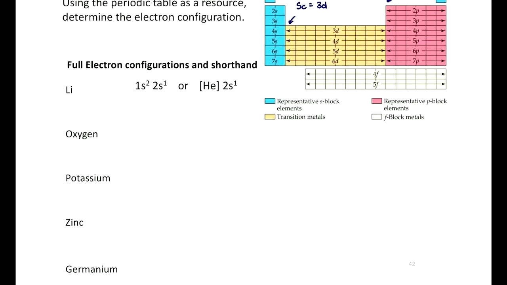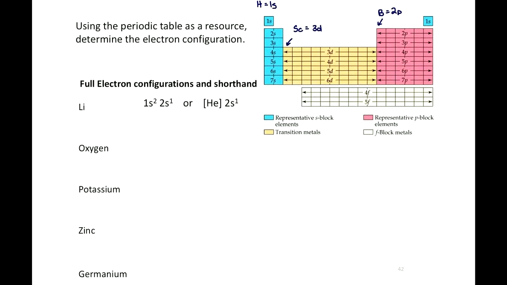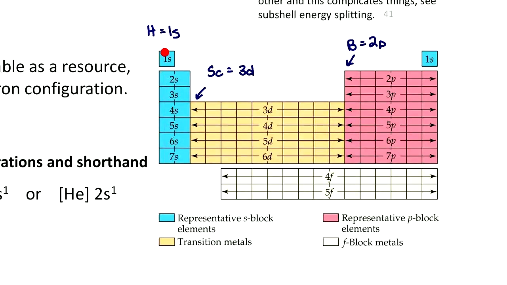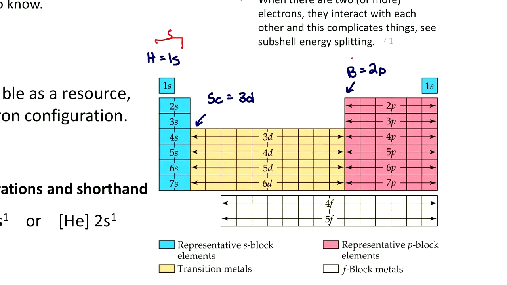So this is why the periodic table is shaped the way it is. We have group 1A and 2A. I call this my S block. All the elements over here on the right side of the periodic table, that's your P block. And then all of the transition metals, that is your D block.